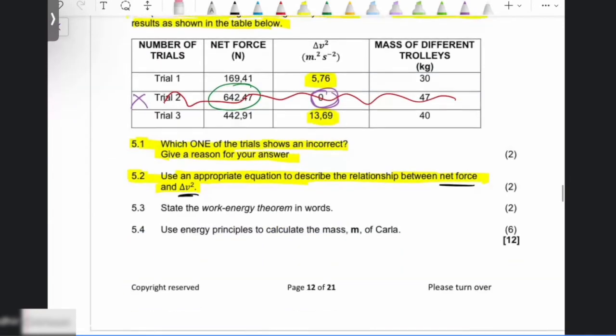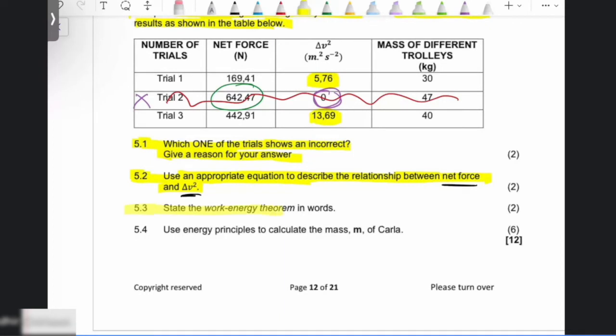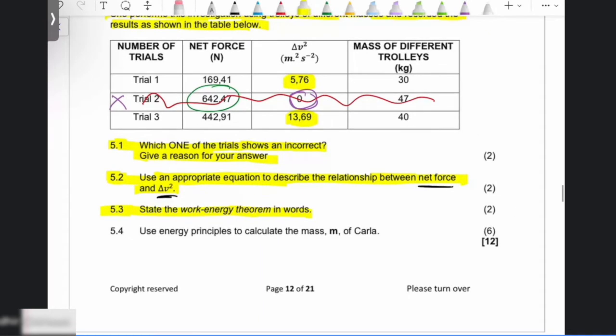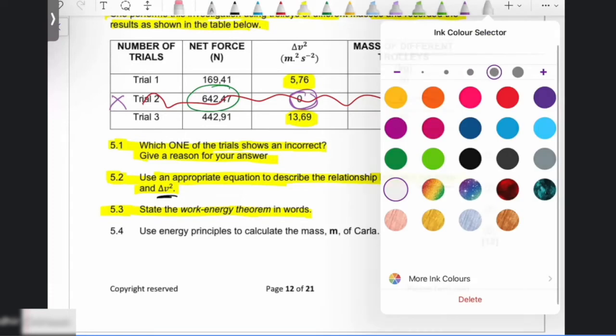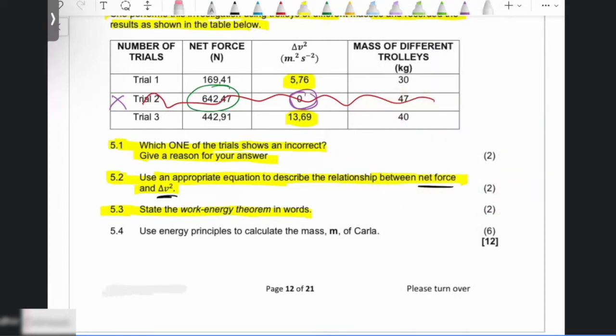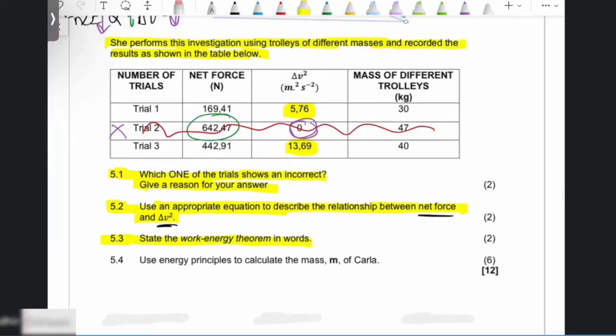Okay, now 5.3 says state the work energy theorem. The work energy theorem says that the net work done on an object is equal to the change in the object's kinetic energy. Net work done on an object is equal to the change in that object's kinetic energy. Okay, so now 5.4, what does it say? It says use energy principles to calculate the mass m of Carla.